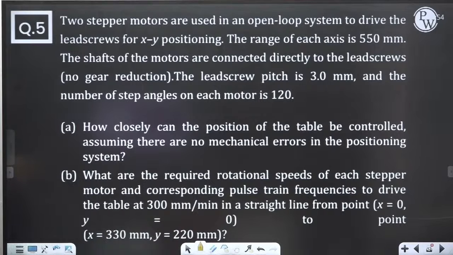So the first question is about the BLU. Second question: what are the required rotational speeds of each stepper motor and the corresponding pulse train frequencies to drive the table at 300 mm per minute in a straight line from point (0,0) to point (330, 220)?